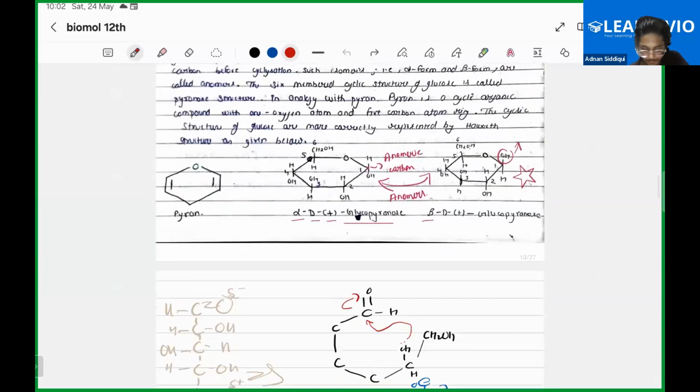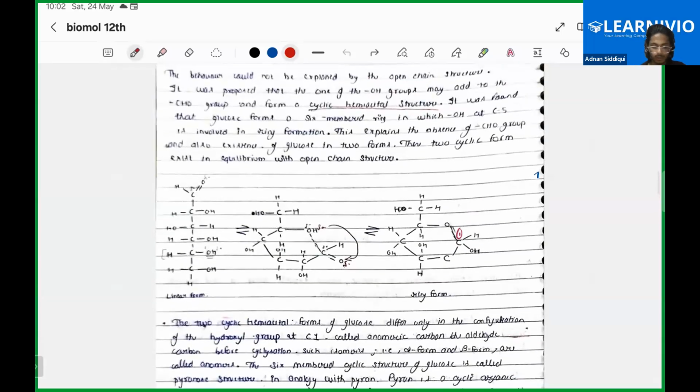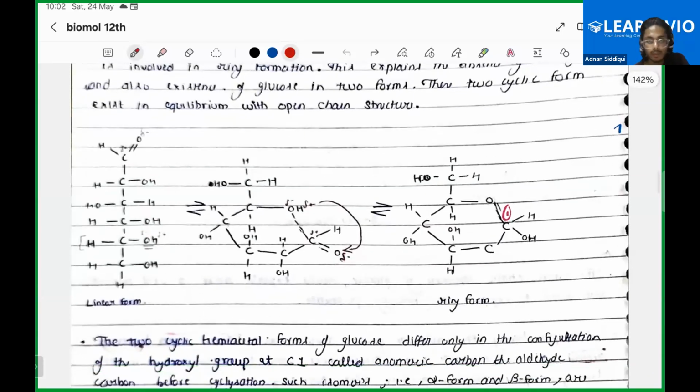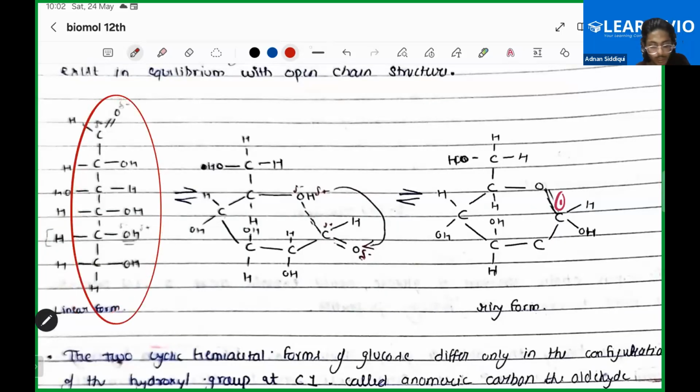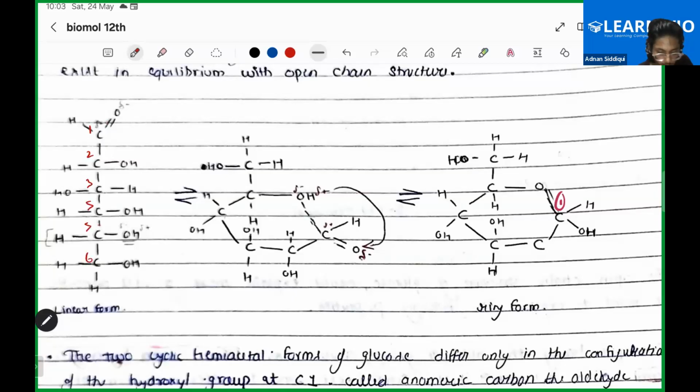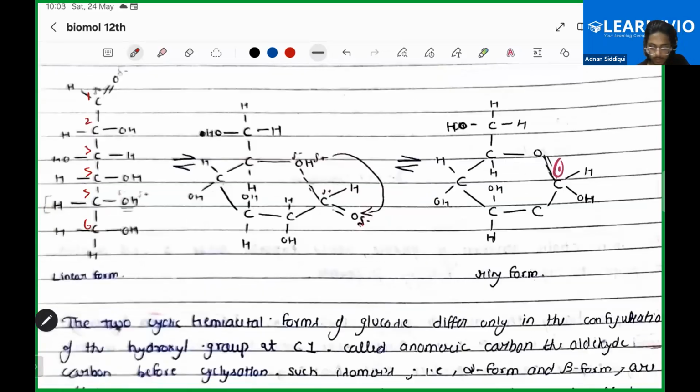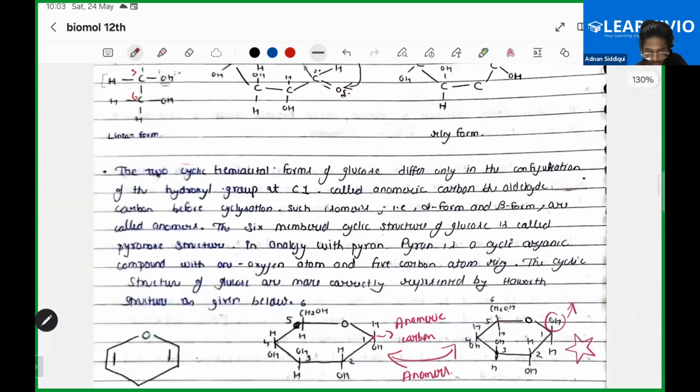Right, let's start. In the theory, we understand this straight chain is going to get converted into a ring. How? The carbon on the fifth number, if I start the counting from here, will be attacked from the first one. How it is going to attack, that we need to discuss. So let us take this to a new page.